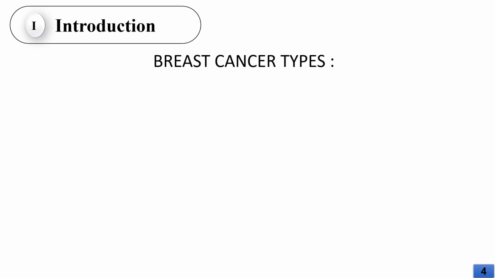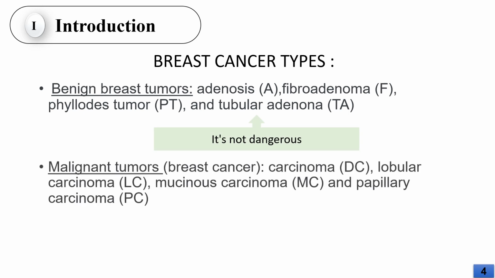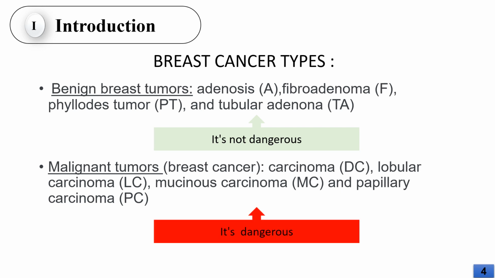Now let's delve into the types of breast tumors. There are two main categories, benign and malignant tumors. For benign breast tumors, there are four subtypes: adenosis, fibroadenoma, phyllodes tumor, and tubular adenoma. For these types, it's not dangerous. On the malignant side, there is also ductal carcinoma, lobular carcinoma, mucinous carcinoma, and papillary carcinoma. For these types, it's dangerous.